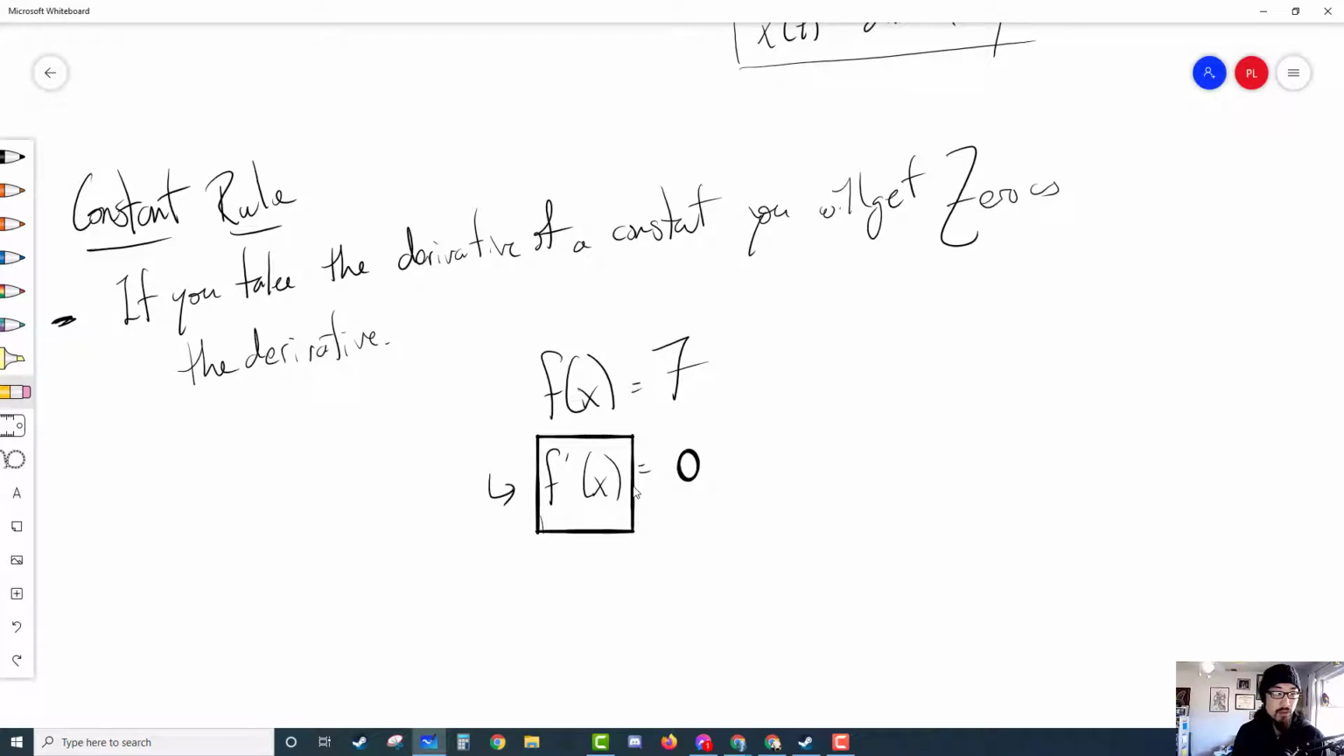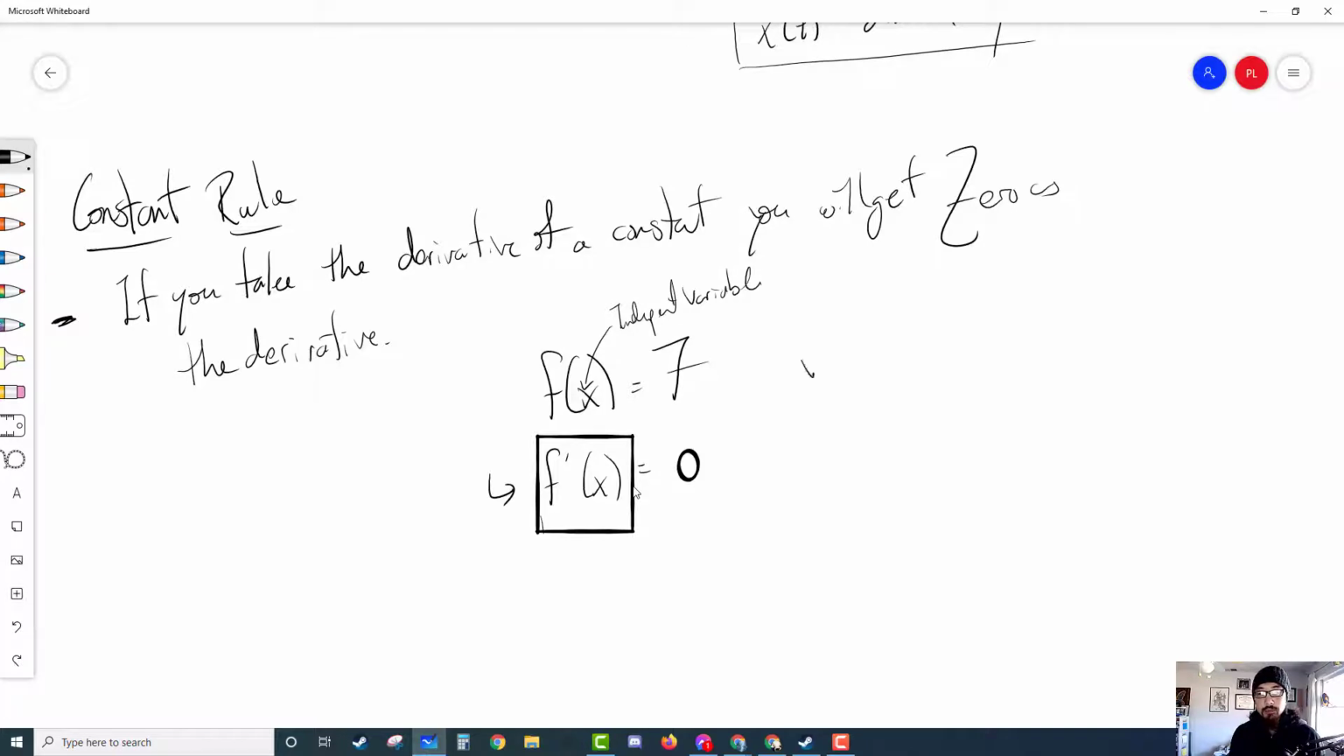Okay, so this is the first derivative. And because the number 7 is a constant, there is no independent variable attached to that 7, we can consider that to be a constant. All right, so I'll show you another one.